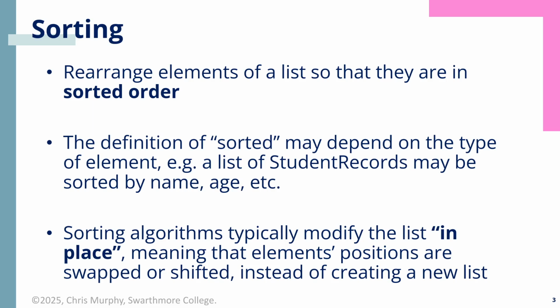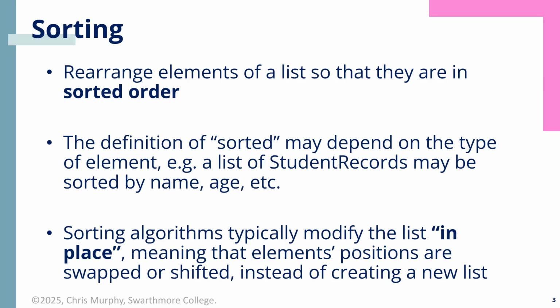The goal of sorting is that I have elements, for instance, in a list, and I want to rearrange them so that they're in sorted order. Now you may have discovered that for a list in Python, there's a sort method that will sort the elements according to what Python thinks is the natural order. For instance, numbers, or if you're sorting strings, it'd be how strings get sorted. But the definition of sorted may depend on the type of element.